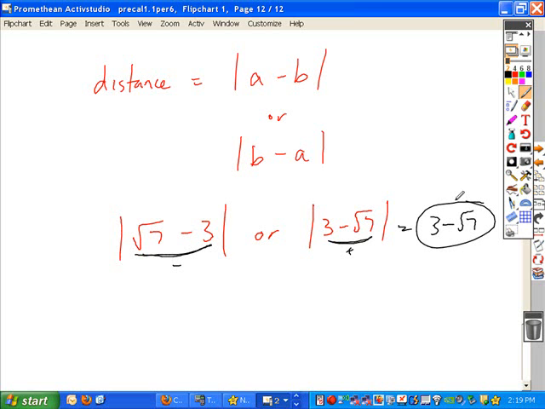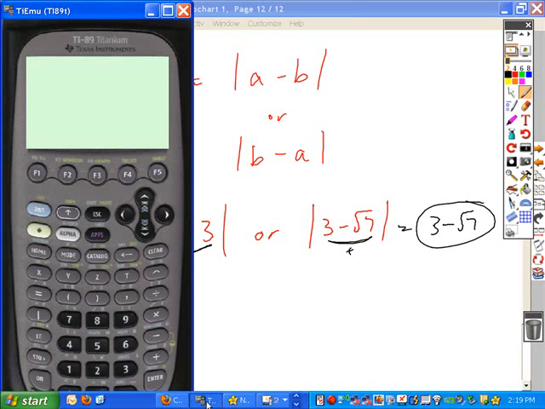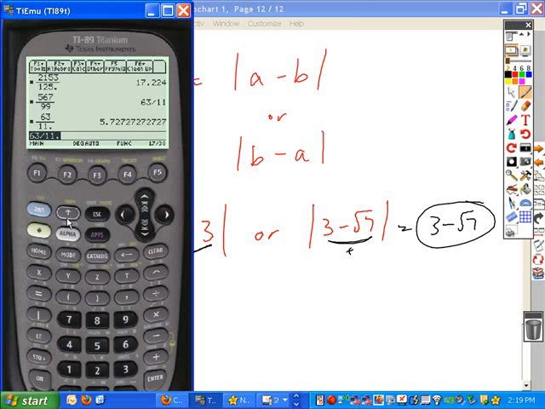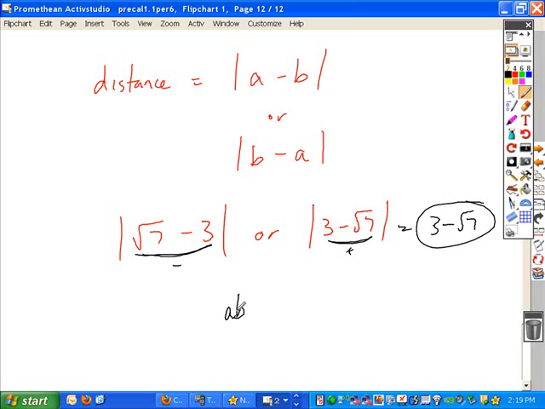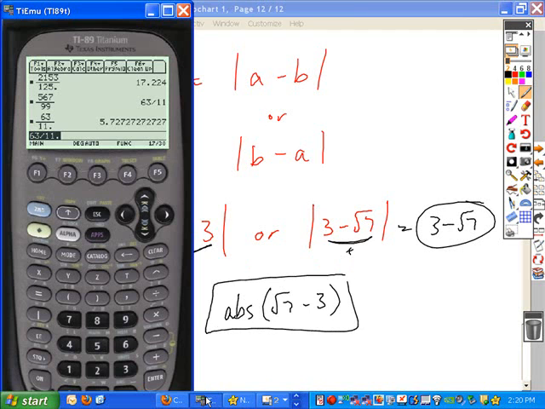Does that make sense? Now, if you're using your calculator to evaluate this, have we talked about where the absolute value is located? Have we ever done an absolute value on the calculator? It's one of two things. You can either type in the letters ABS with alpha lock, and then let's say we evaluated the absolute value of root 7 minus 3. If you type this into your calculator, it would give you the form of your answer that we would be looking for.